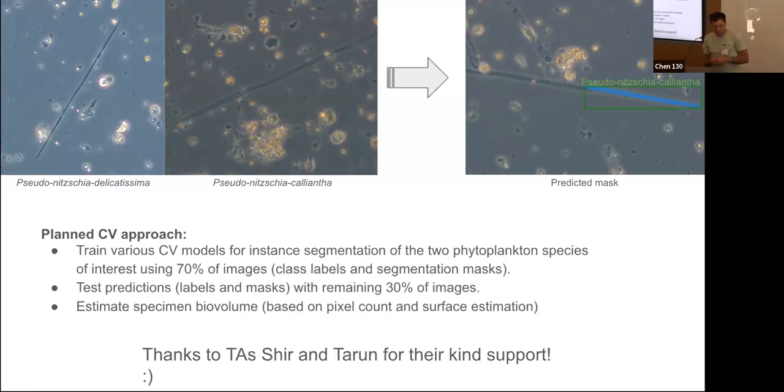And then at the end, the goal is also to estimate the biovolume, which can be done based on the number of pixels that are in the mask, which is very simple if you just follow this approach. But another way would be to just measure the two pixels that are the furthest apart, and then use a formula to somehow estimate how big the cell is.